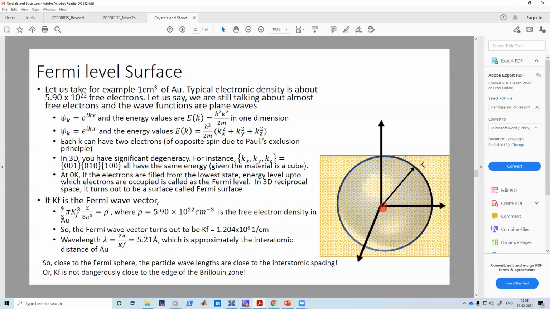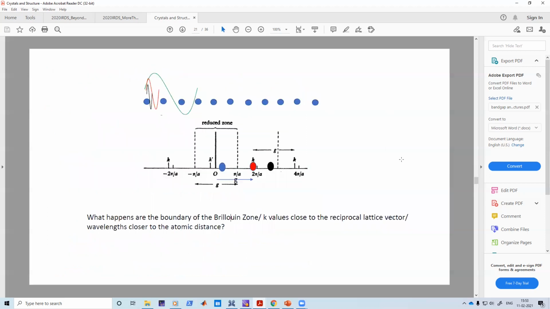The last k value which is being occupied is called the Fermi wave vector k_F, and the energy corresponding to it is called the Fermi energy. In three-dimensional space, it turns out to be a sphere, so it is also called the Fermi sphere or Fermi surface. The surface which holds the last electron at 0 Kelvin is called the Fermi surface, right?